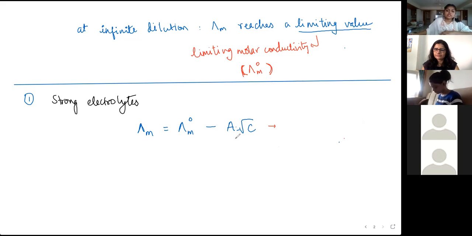It is negative root C. Where is the negative? The negative is outside the root. Why? There is a negative, right? A minus root C. Is it not visible? Miss, the negative is joined to this root. So it's not A minus root C, it's A into root C. The negative is only here. Okay. So it is A into root C, right? Yeah. Let me write it properly.